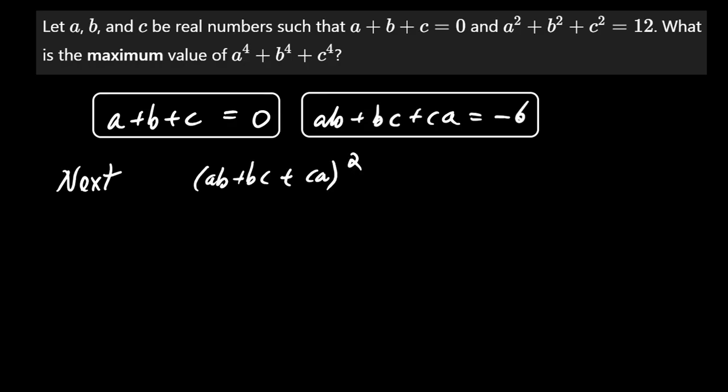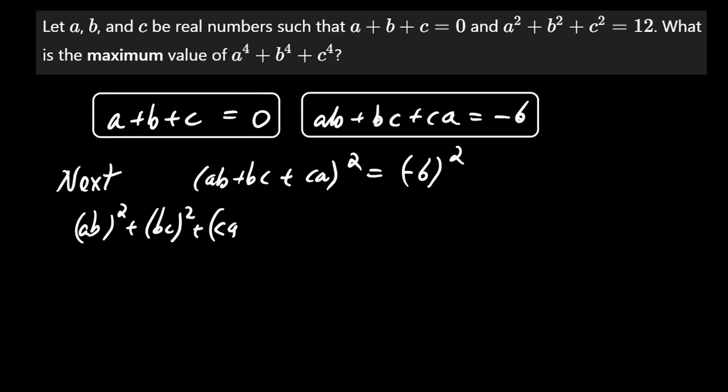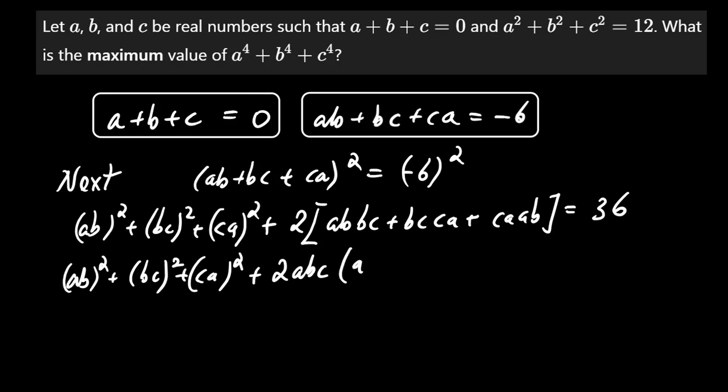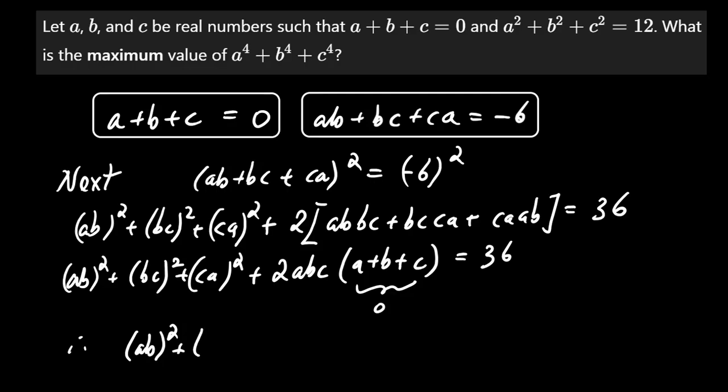Now square ab+bc+ca. That gives (ab)²+(bc)²+(ca)² plus 2 times the cross terms, which cancel out due to the sum being 0. So (ab)²+(bc)²+(ca)² equals 36.